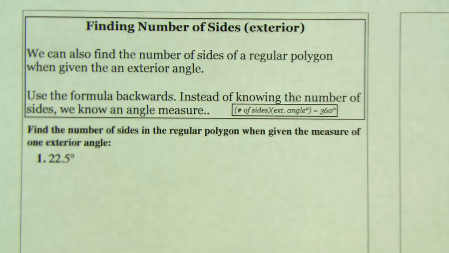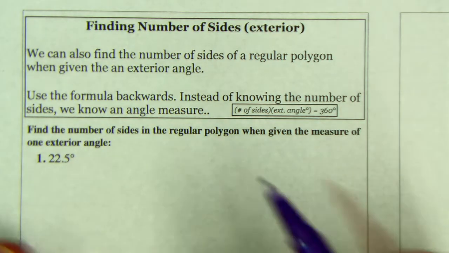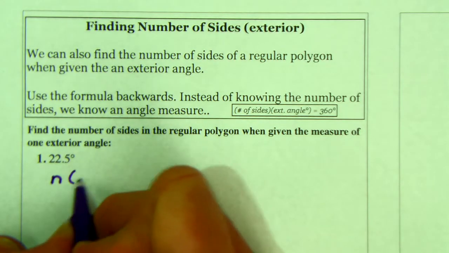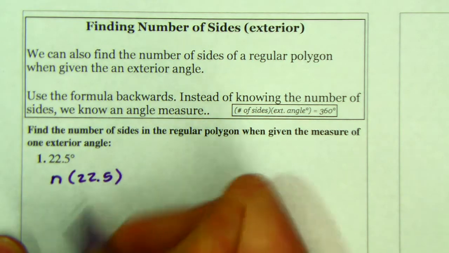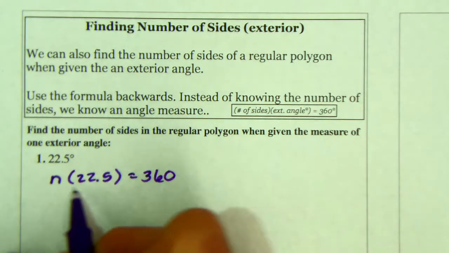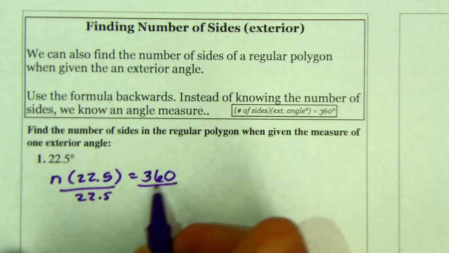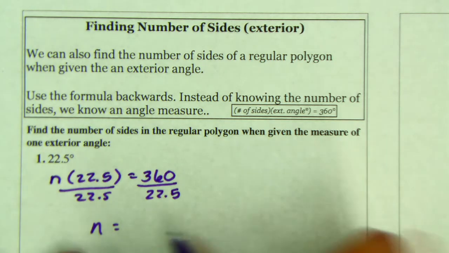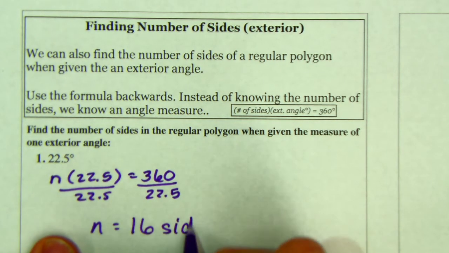What if they give me the angle instead of the number of sides and ask me for the number of sides? Well, it was the number of sides, or the number of angles, times 22.5, because they're all equal, has to equal 360. And so how do we solve that? We divide 360 by 22.5. So it doesn't matter what you're finding, you take 360 and divide by the one they give you. If they give you the sides, you divide by the number of sides, find the angle. If they give you the angle, you divide by the angle and find the number of sides. So in this case, 16 sides.